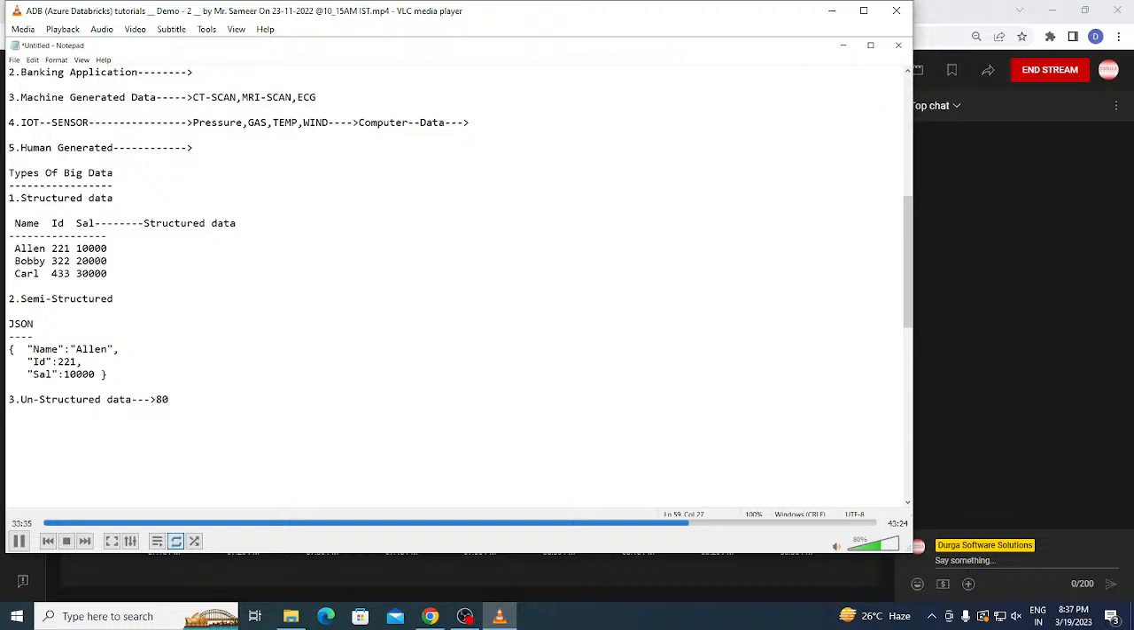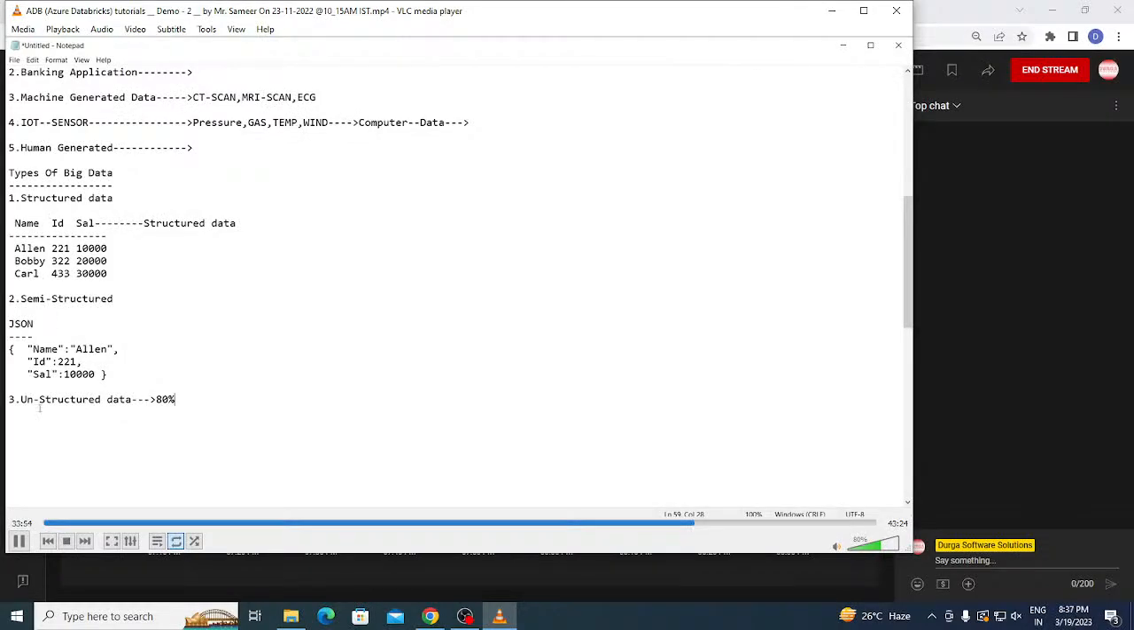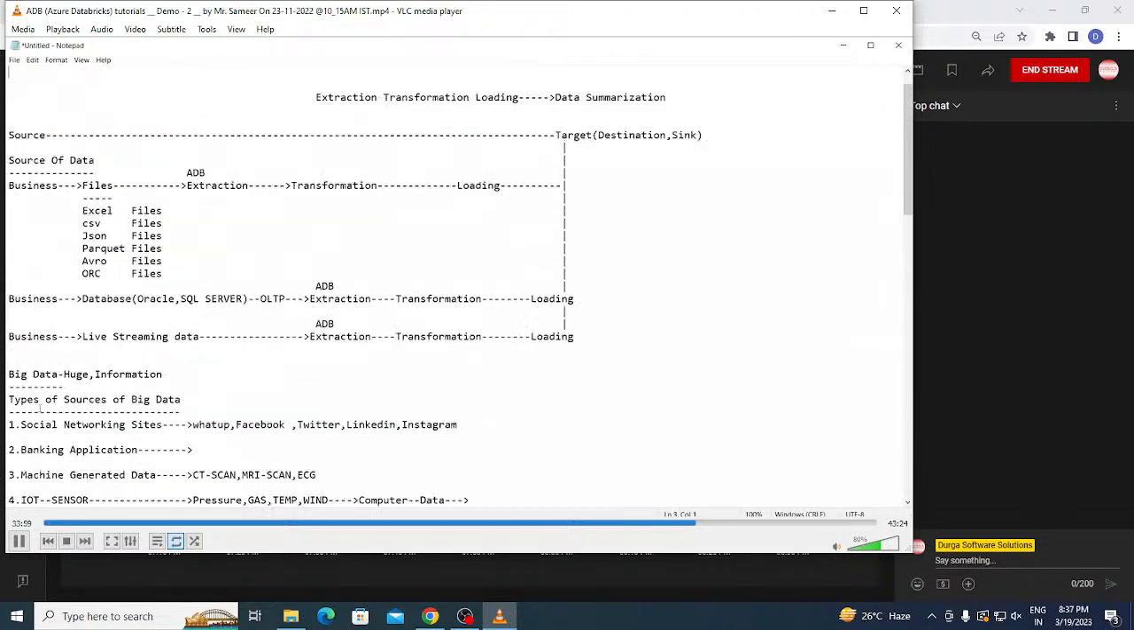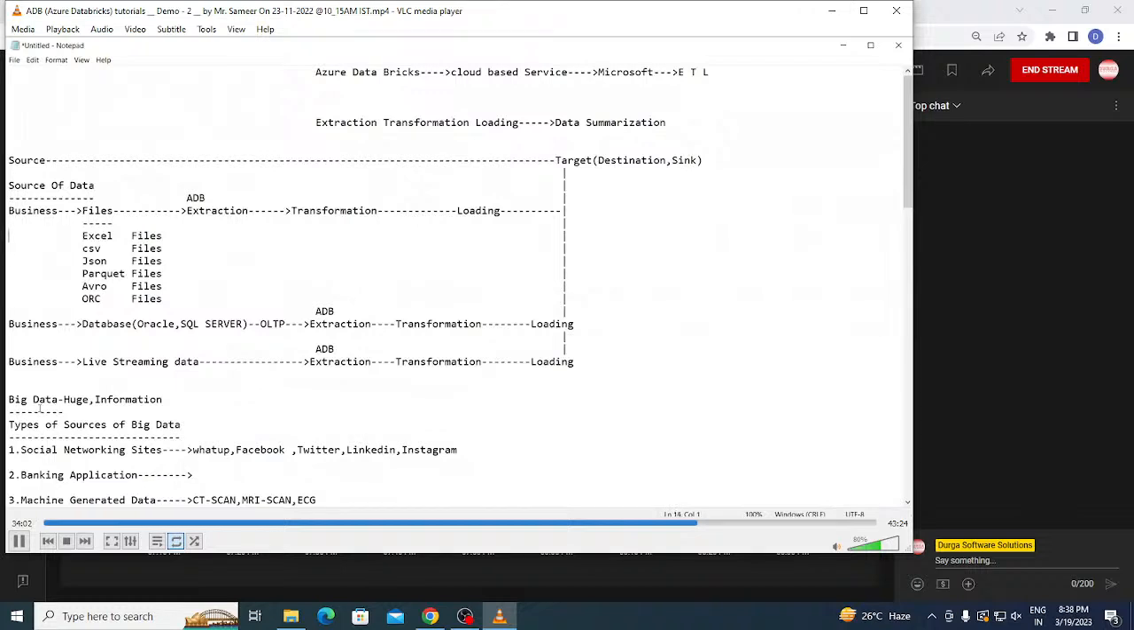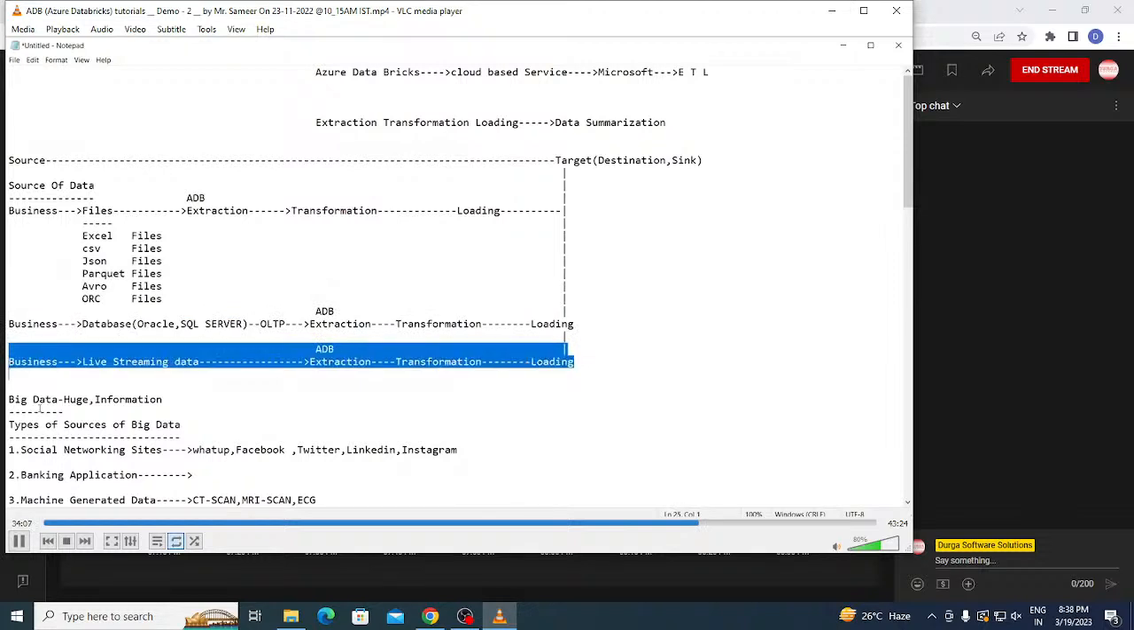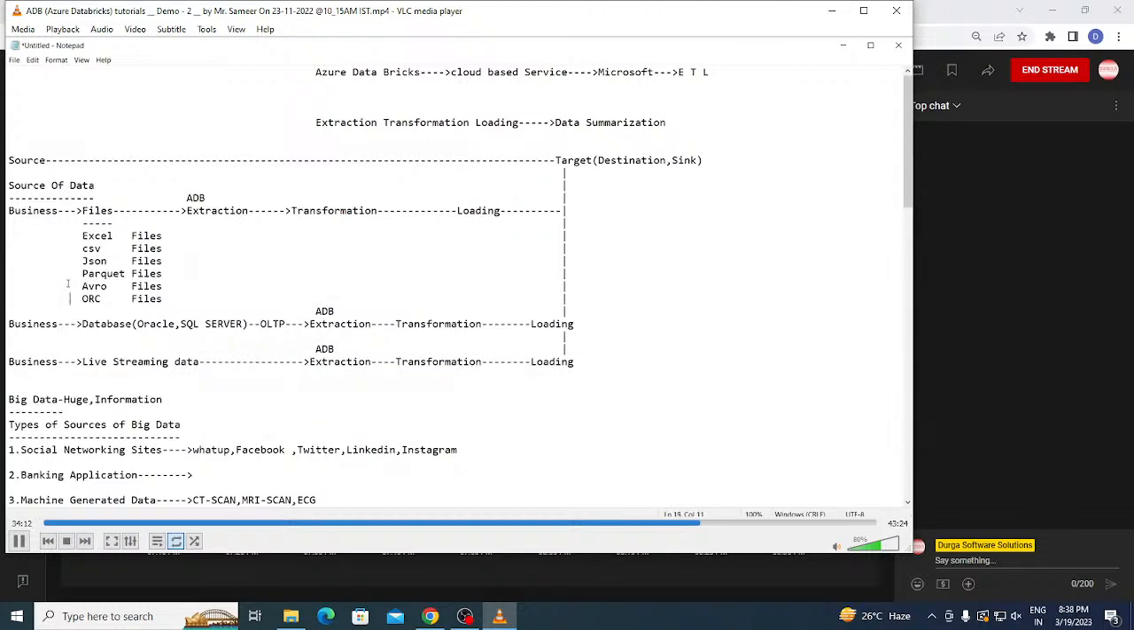80% of the data across the globe we get in unstructured format only. So guys, these are the types of big data we can have: structured, semi-structured, and unstructured. These can be placed into files, or into databases, or we can extract them from live streaming, and then process them further. So this is how the entire structure works.